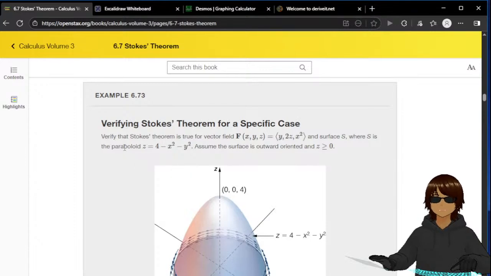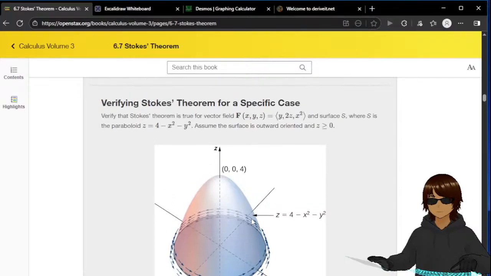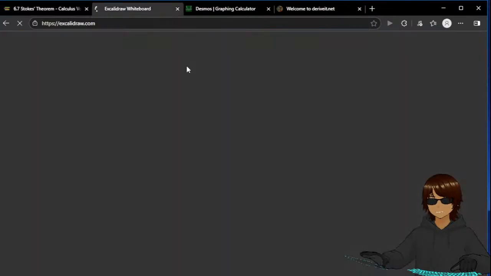Verify that Stokes' theorem is true for a vector field F and surface S, where S is the paraboloid z equals 4 minus x squared minus y squared. Assume the surface is outward oriented and z is greater than or equal to 0. So F is this. Surface area. So hold on.